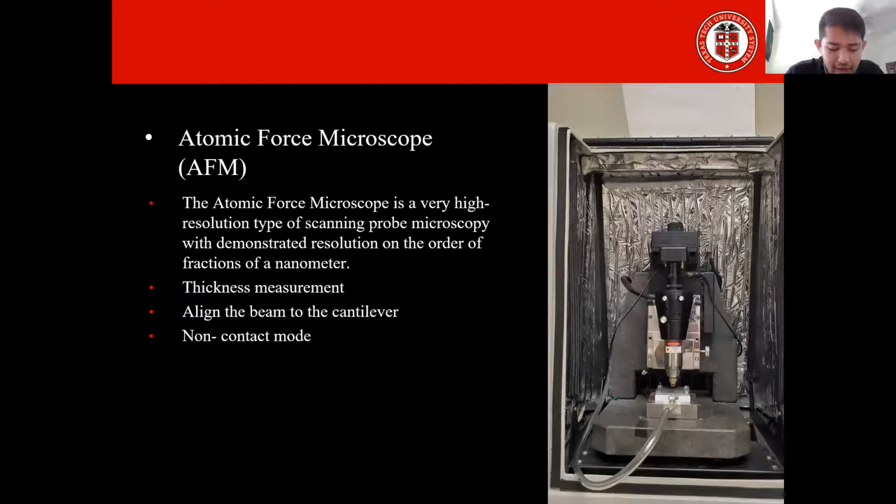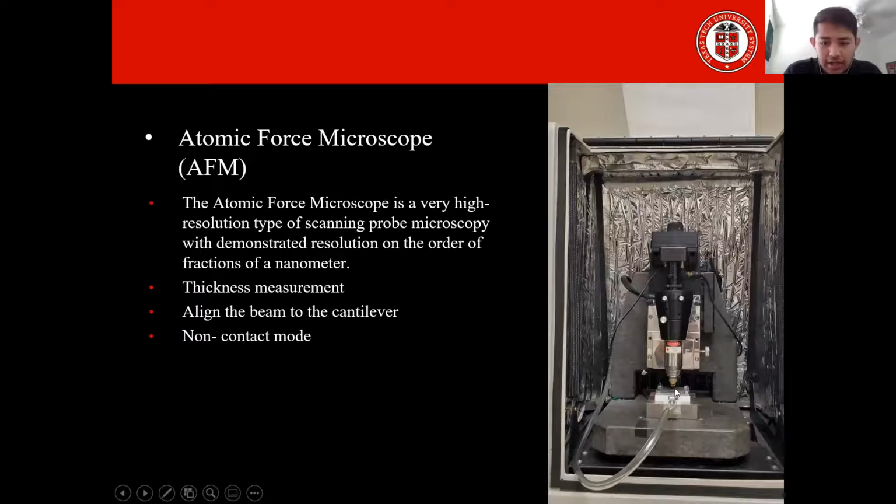The AFM is a very complicated and precise piece of equipment, so it must be handled very carefully. To run the test, first we need to make sure the laser is hitting the cantilever. The cantilever is right down here. This is a picture of the AFM that we used in our lab. The cantilever is at the bottom and the sample goes right here.